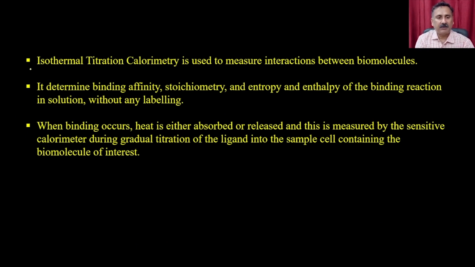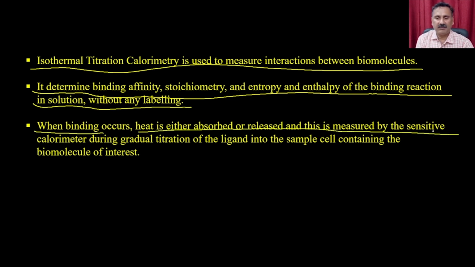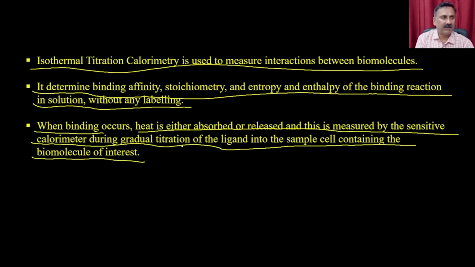Apart from that, isothermal titration calorimetry is used to measure the interaction between biomolecules. It determines the binding affinity, stoichiometry, entropy, and the binding reaction in solution without any labeling. When the binding occurs, heat is either absorbed or released, and this is measured by a sensitive calorimeter during the gradual titration of the ligand into the sample cell containing the biomolecule of interest.